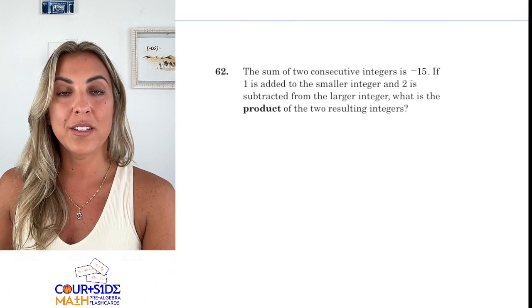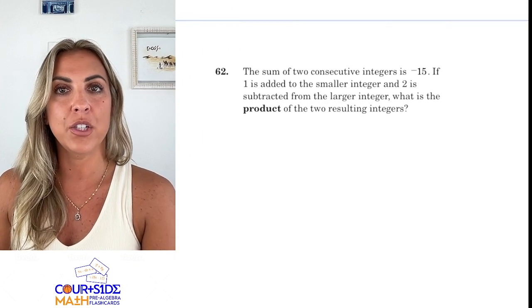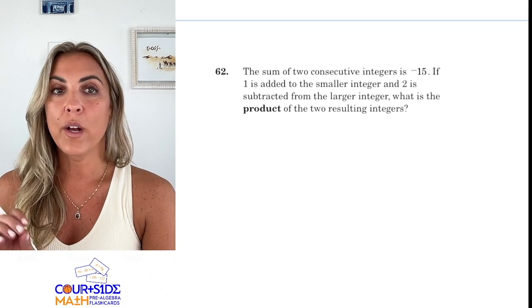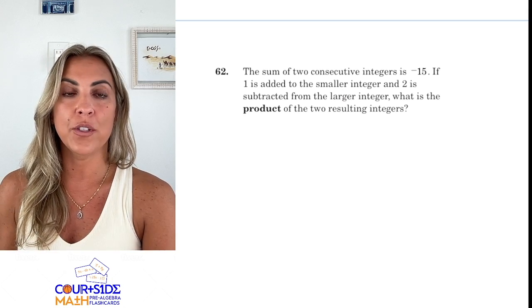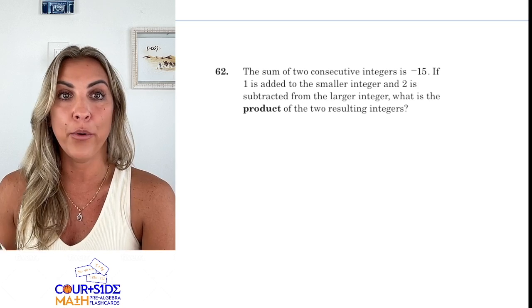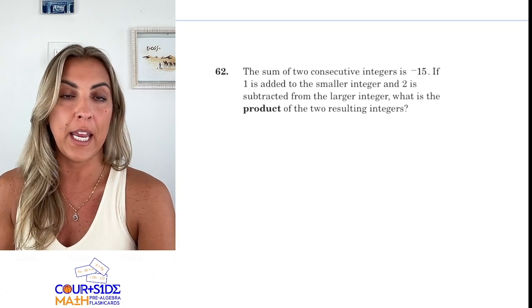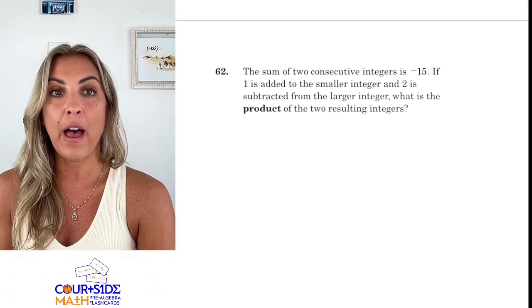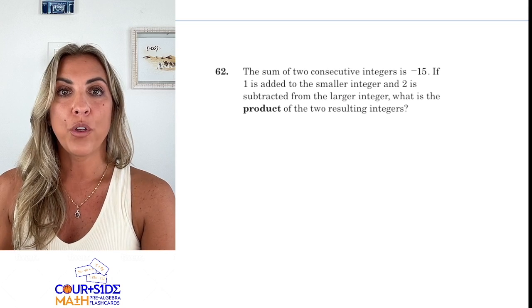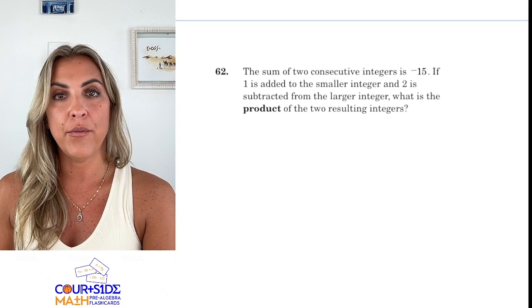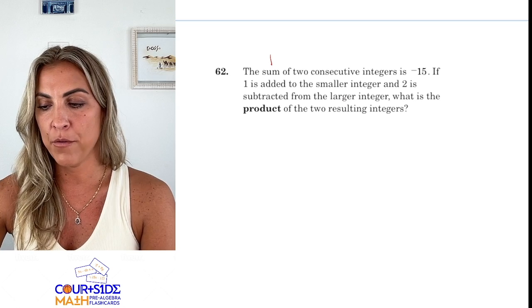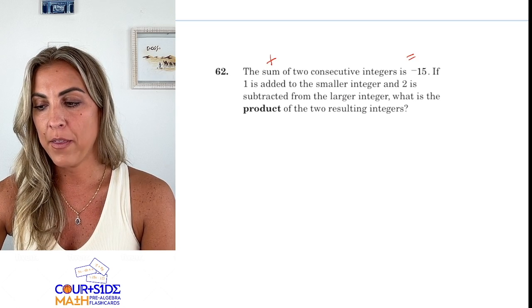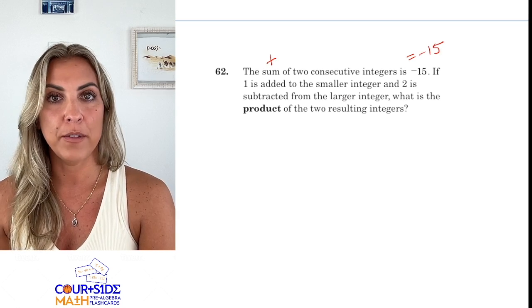Number 62, the sum of 2 consecutive integers is negative 15. So consecutive integers are just integers that are back to back, that are separated by 1. So numbers like 7 and 8, 11 and 12, negative 5 and negative 4, right? So they're saying that the sum of 2 consecutive integers is negative 15. Sum, of course, being addition. And when I add these 2 numbers up, I'm going to get negative 15.